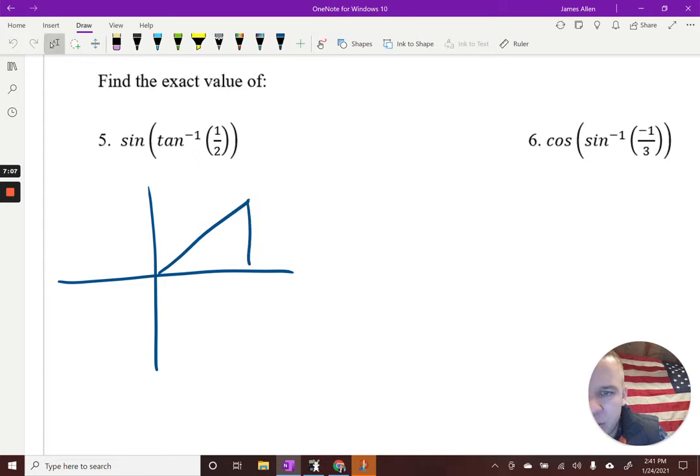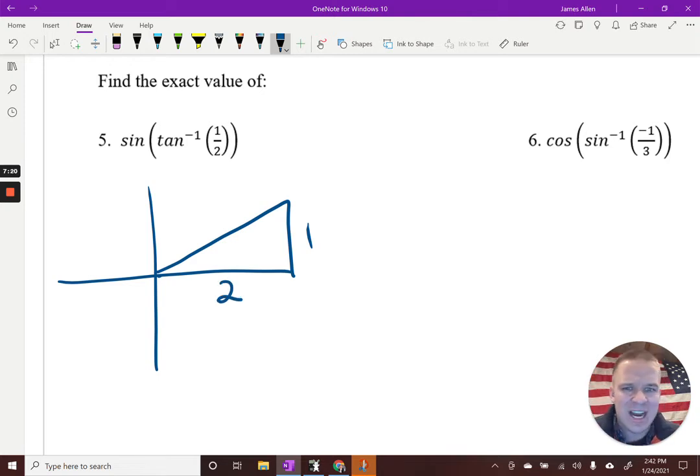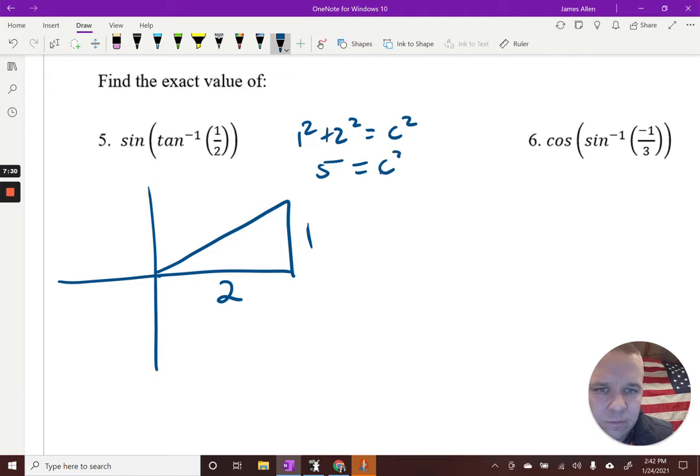Opposite over adjacent. Maybe I'll draw it a little better. And there we go. Opposite is 1, and then adjacent is 2. Again, that's not a nice one, so I'm going to have to do a little Pythagorean theorem. 1 squared plus 2 squared is equal to c squared. So that'd be 5. And then I'll take the square root on both sides. So it's just going to be root 5. That's not even going to simplify. And obviously I'm not going to deal with the negative because it's my hypotenuse. Alrighty. So this is my angle theta.